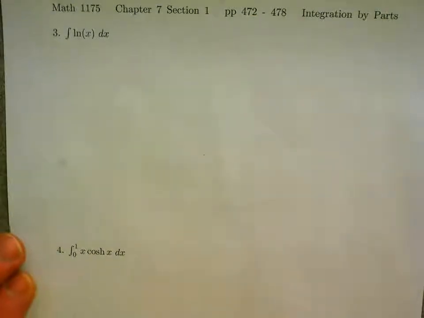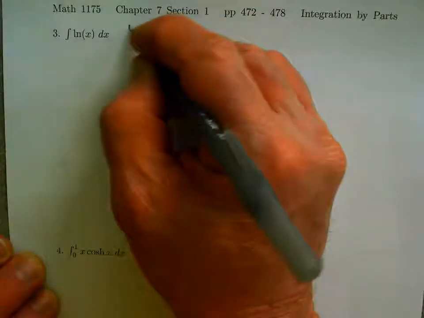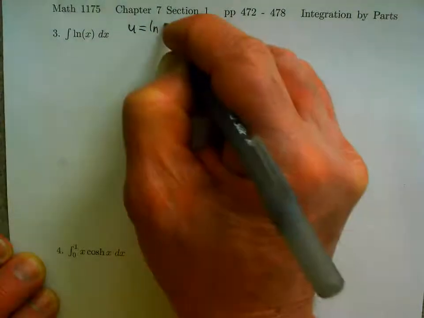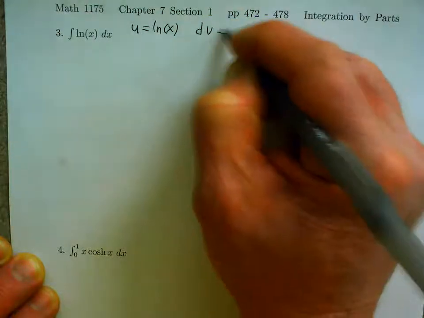And if we use integration by parts, then what should I assign u to be equal to? Natural log of x? Yeah. So let's assign u to be the natural log of x, and dv to be equal to dx.